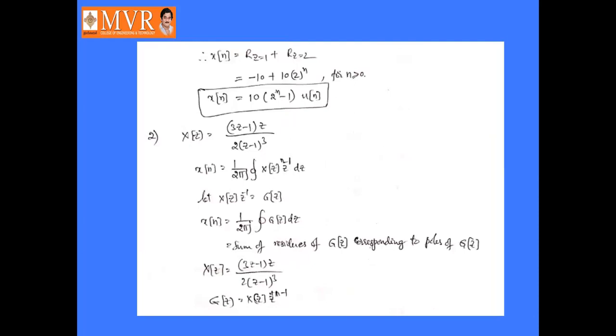Next, the second problem is X(z) = (3z - 1) z / (2(z - 1)^3). So what is x(n)?